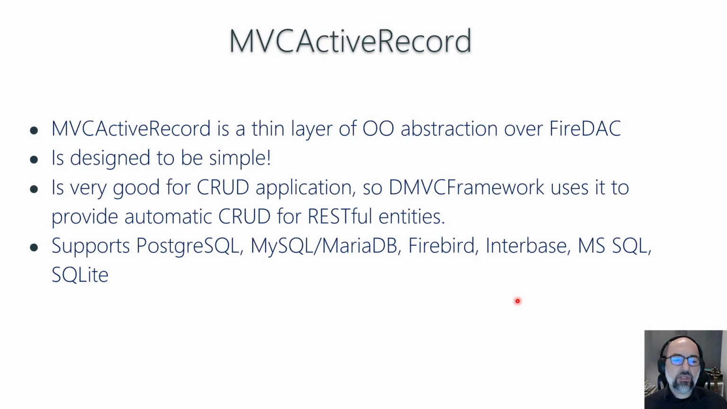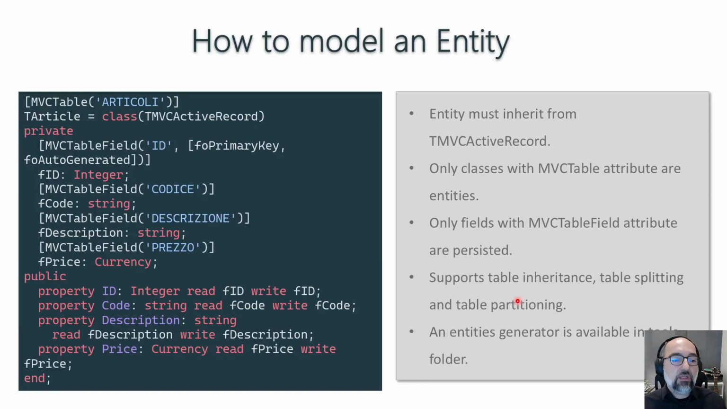MVC Active Record supports PostgreSQL, MySQL, MariaDB, Firebird, Interbase, SQL Server, and SQLite, just without changing anything in your code. This is how an entity can be modeled. This is the class, which must inherit from MVC Active Record. Only the classes decorated with this attribute are actually entities. So MVC table, this is the name of the table.